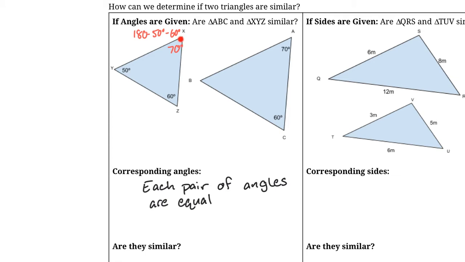So that's the missing angle in this triangle, and we can also find the missing angle in this triangle on the right by taking 180 and subtracting the two angles that we have there. So we're subtracting 60 degrees and subtracting 70 degrees. And when we do that, we get that this angle here is 50 degrees. So since all of these angles are the same, we have 50 degrees, 70 degrees, and 60 degrees in both triangles. That means that these two triangles are similar.